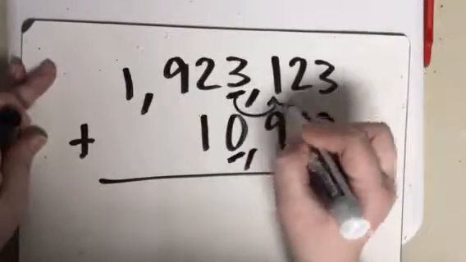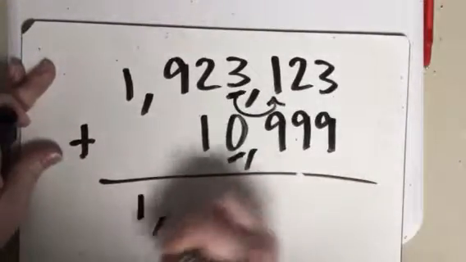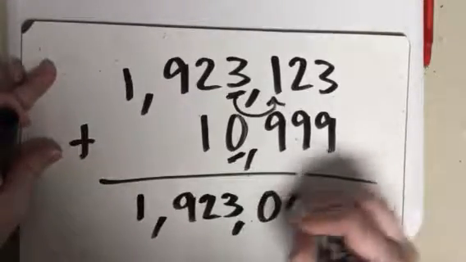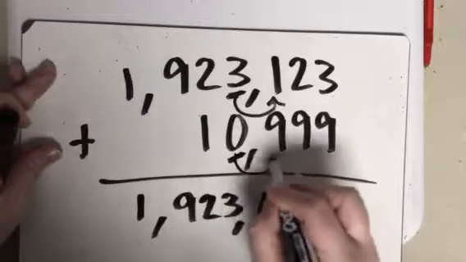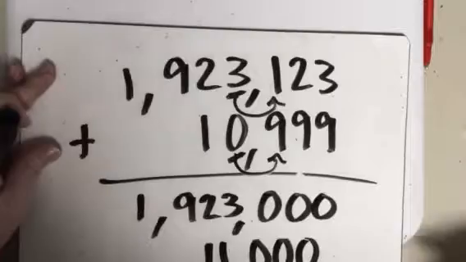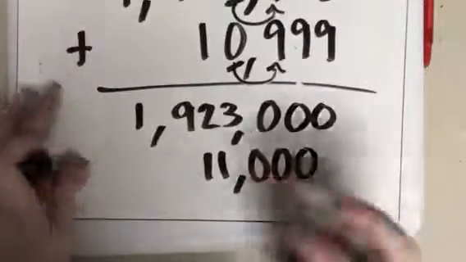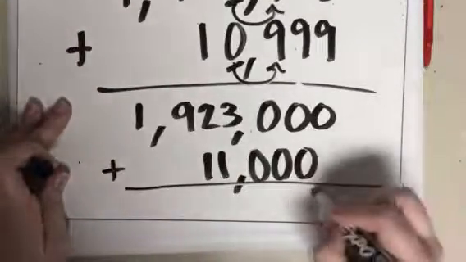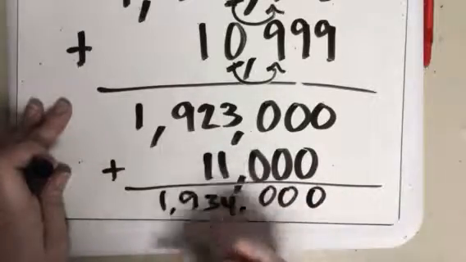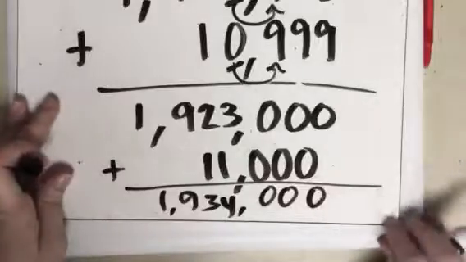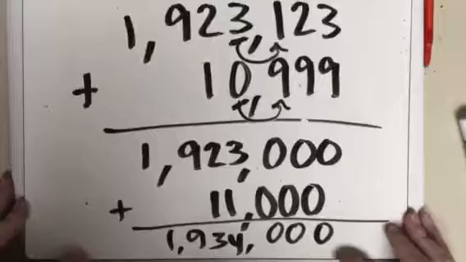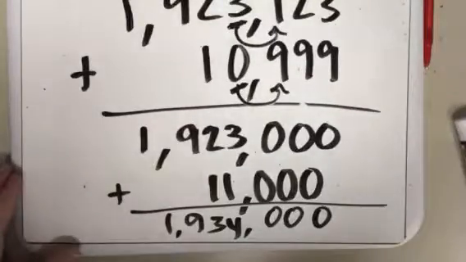Look to the right. This one would round to 1,923,000. This one would round up to 11,000. And then it was estimate the sum, so we would add these up. 0, 0, 0, 4, 3, 9, 1. So my estimated sum of these two numbers is 1,934,000. All right, I hope this was a good review for you for rounding. Thank you. Or sorry, estimating.